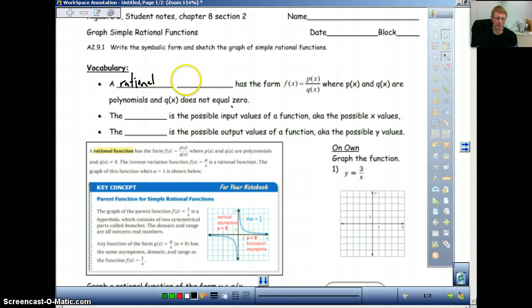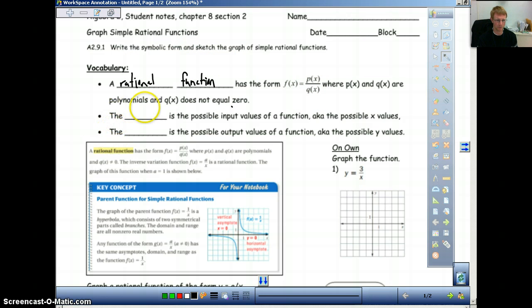And that's not entirely new from what we've been doing, but what you're going to start to see is actual functions, like a function with an x in it on top and a function with an x in it on the bottom. Okay, so they're both polynomials. And q of x does not equal 0. Why? Because the bottom of a fraction cannot equal 0.